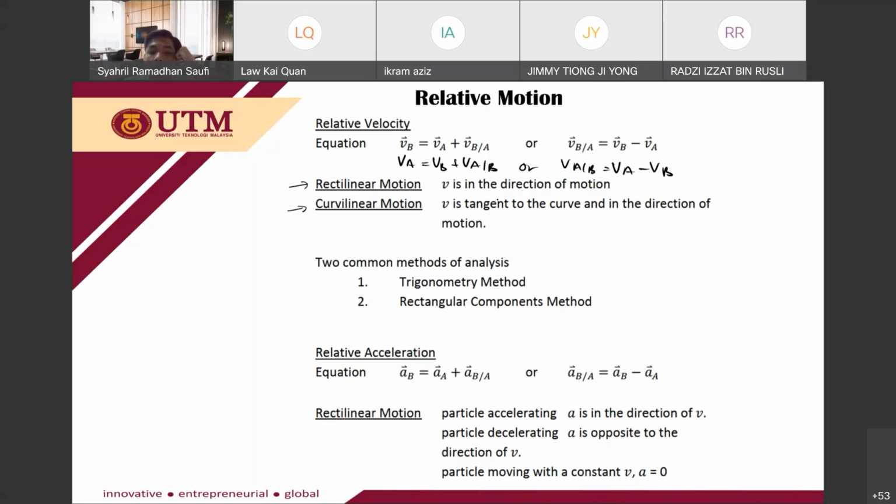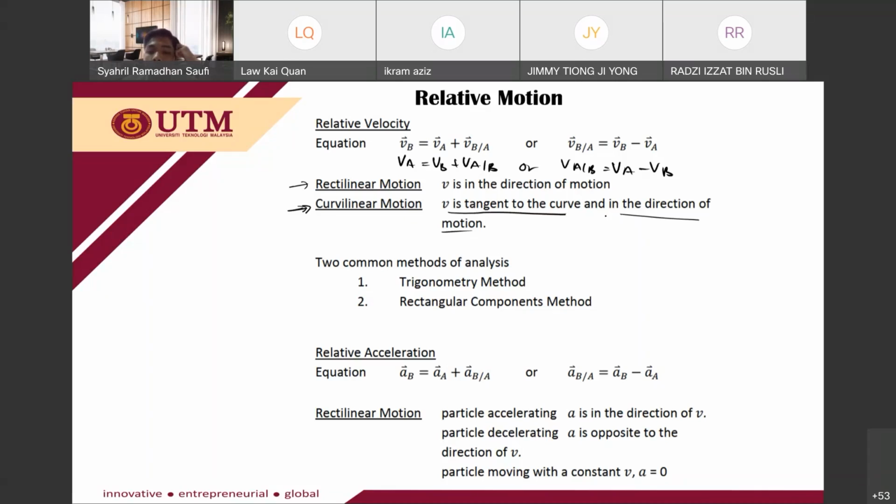All right, so for rectilinear motion, V is in the direction of motion. V is always in the direction of motion for rectilinear motion. For curvilinear motion, V is tangent to the curve and in the direction of motion. V is tangent to the curve in the direction of motion.